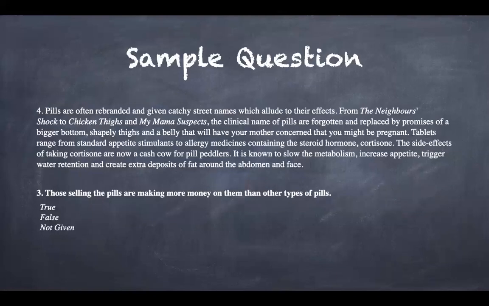Moving on to the next one. Those selling the pills are making more money on them than other types of pills. So you have to tell whether the people who are selling this kind of pills are making more money than those who are selling other kinds of pills. I'll give you half a minute, look at the passage and see if you can find this particular information anywhere.